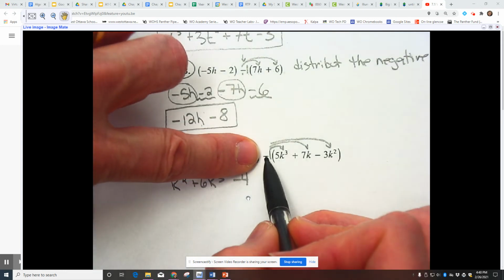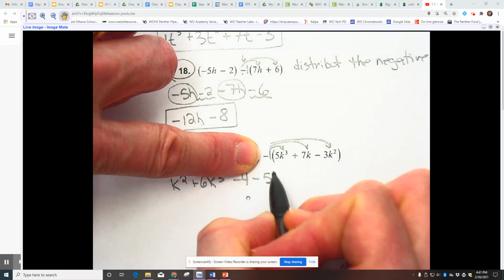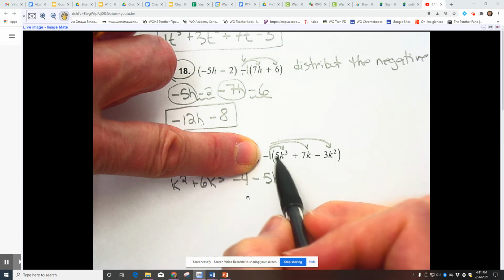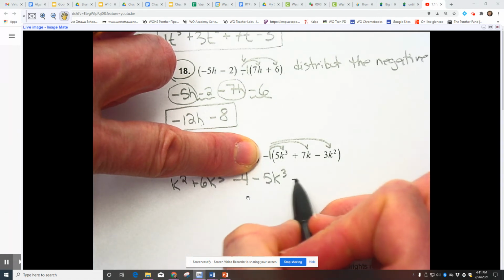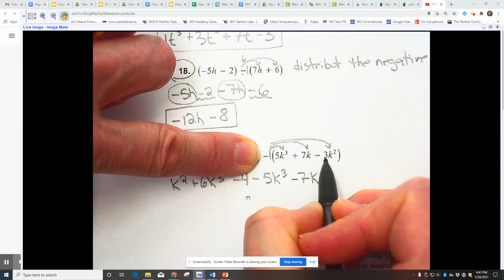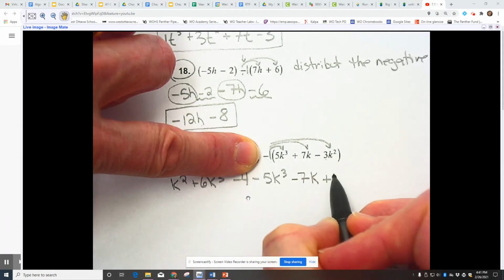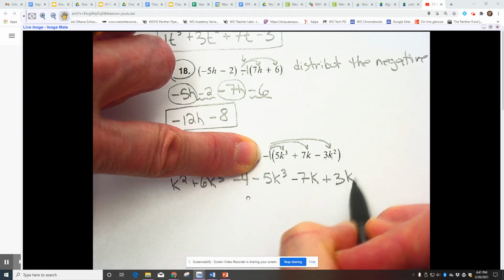Now we're going to do our multiplication. Negative 1 times 5 is negative 5, k to the third. Negative 1 times 7 is negative 7k. Negative 1 times negative 3, ooh, careful. Negative times a negative, positive 3k to the second power.